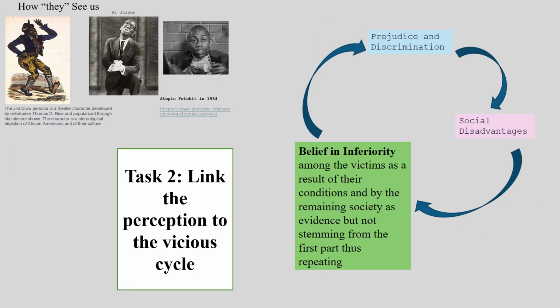Task 2, link the perception to the vicious cycle. What I'm trying to do is link the cycle to these particular images. And we want to think about this section here, this belief in inferiority, and how that belief of inferiority can develop as you see these negative portrayals of your particular people.